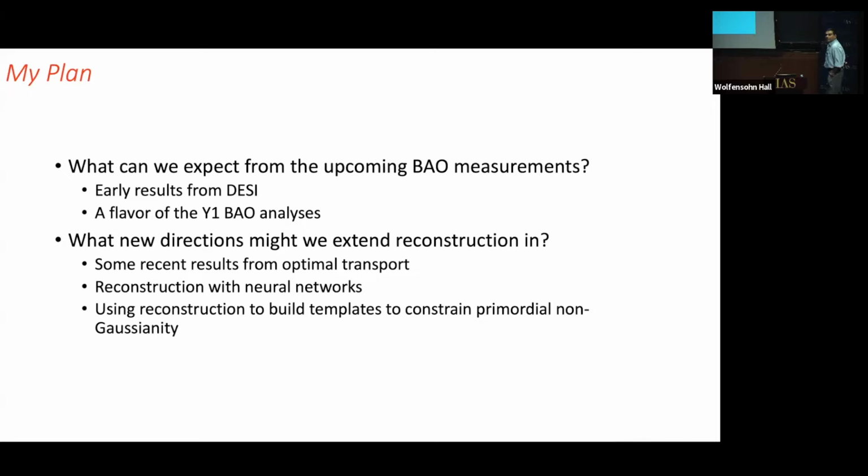So our year one analyses, in particular, our year one BAO analyses. I'll then change gears a little bit and give you a sense of some of the theoretical ideas that we've been playing with in my group, thinking about how do you extend density field reconstruction to try to go back to the initial conditions. And I'll show you some results that we have from all of that. And so we'll just see how far along that line we get to.